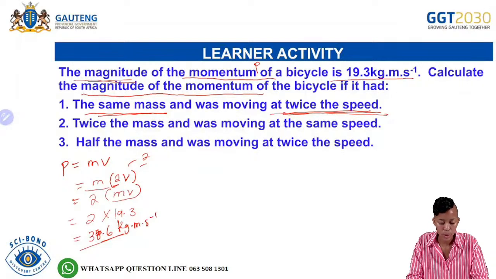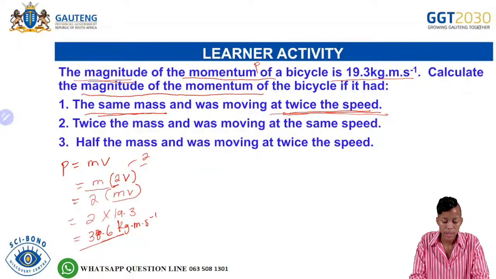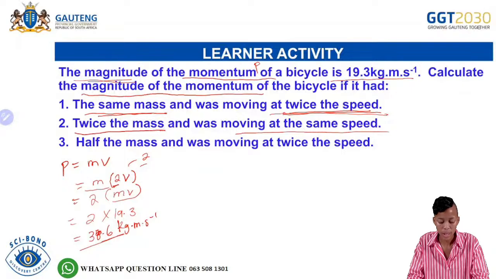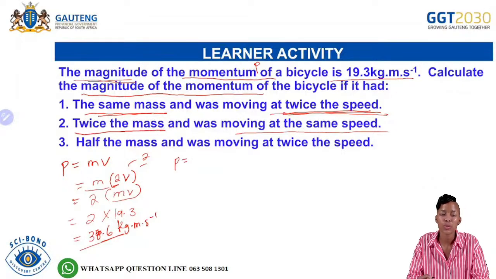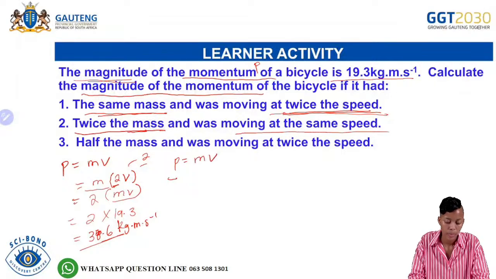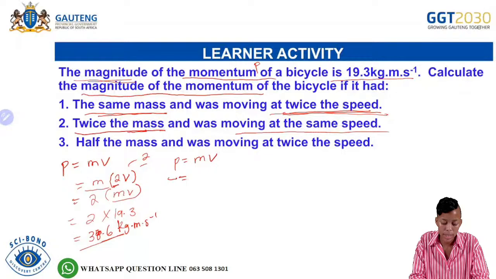Then looking at number 2 there, it says if it had twice the mass and was moving at the same speed. So what are you going to do? Again, you need to go back to your formula sheet and look for the formula of what? Of momentum. Okay, because they want to know the magnitude of momentum, which is P, and then you can see that they're talking about the mass and the speed. So the mass and the speed means that we are talking about momentum.